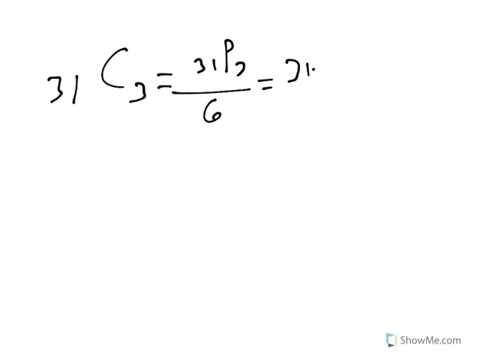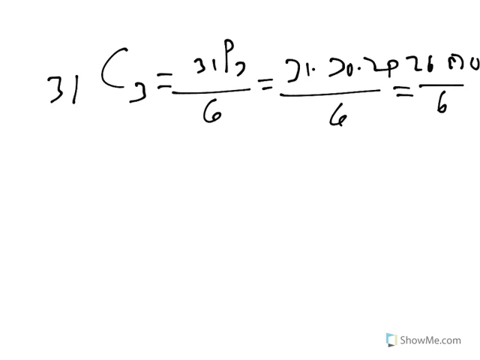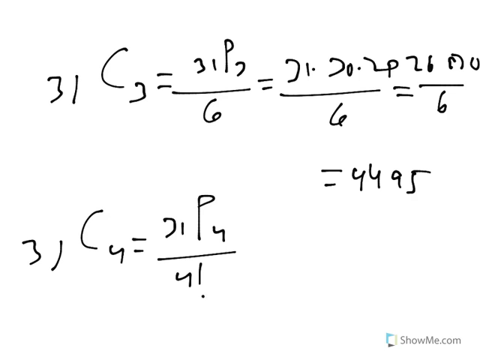And that's why the Baskin-Robbins questions that I like is, first of all, how many 3 scoop cones are there. It's 31P3 over 6. It's 31 times 30 times 29 over 6 equals 26,970 over 6, which is just 4,495. And if I want to know how many cups can be made with 4 flavors, I put 4 factorial under there, which is the same thing as 24.